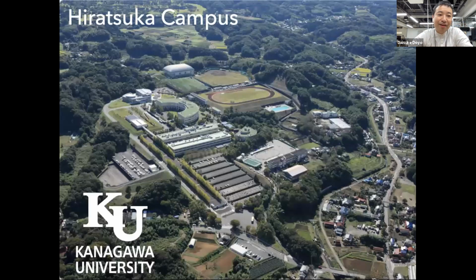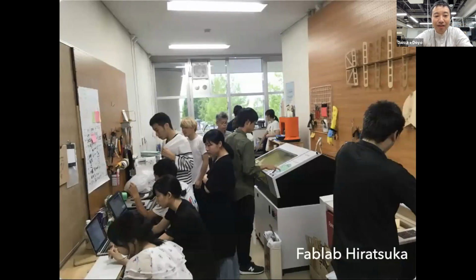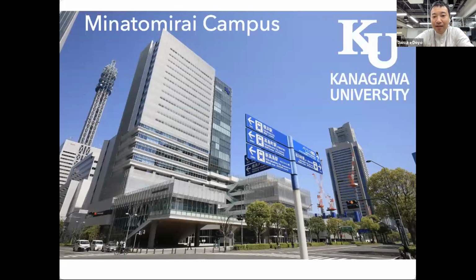This is our previous campus. It's a rural campus. And this is our previous FabLab. It's very narrow. This is our current campus. It's an urban style campus.